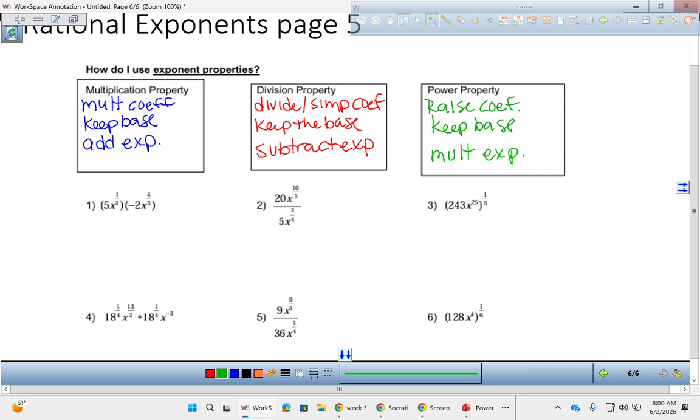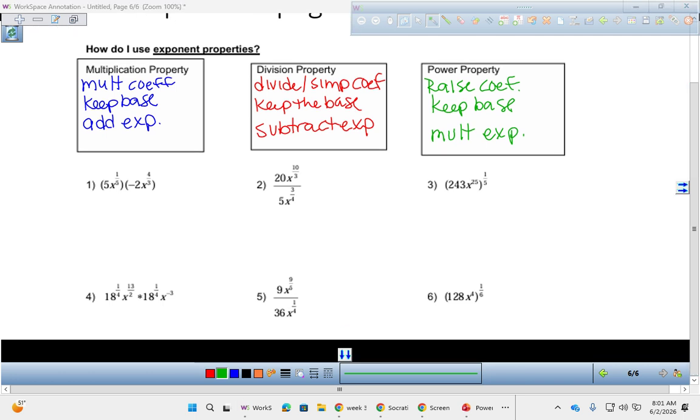The first thing you got to do is figure out which of these three rules is happening, right? It's not going to say use the multiplication property to solve this problem. You have to identify that it's a multiplication problem. So, which numbers on here are the multiplication problems? 1 is definitely a multiplication problem. I've got 2 sets of parentheses. Any other ones? 4. And 4.